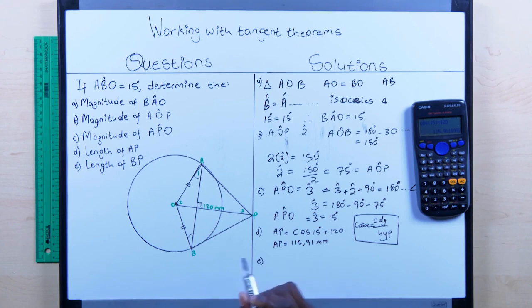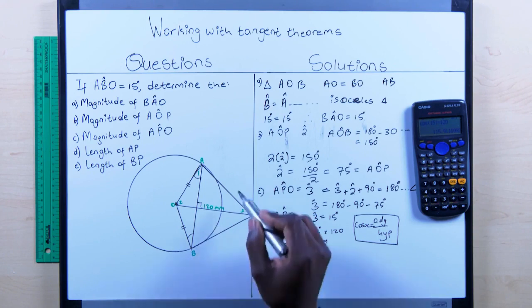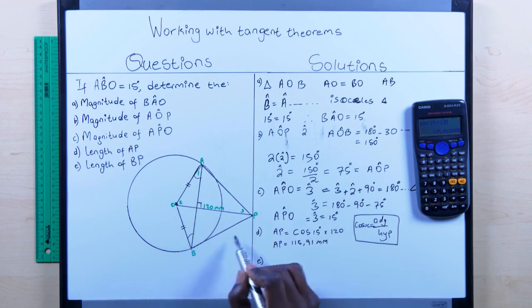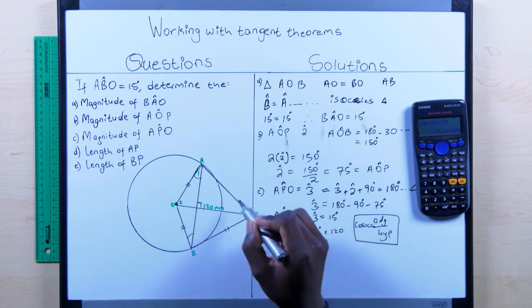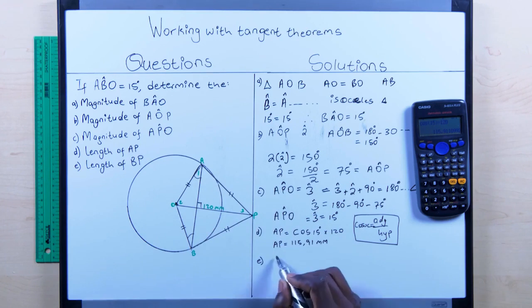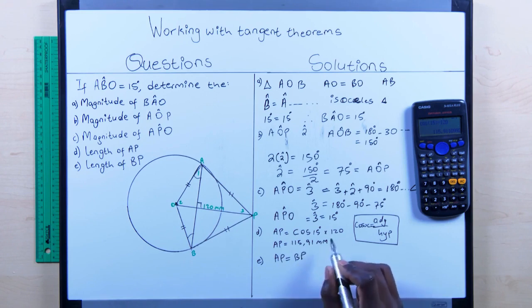Number E, find the length of BP. This other side, I want to find the length of BP. You will see that AP and BP are formed by equal lines. So AP is equal to BP, which makes it equal to 115.91 millimeters. We have solved questions number A to number E.